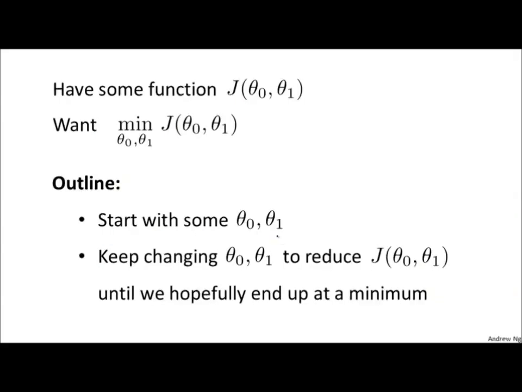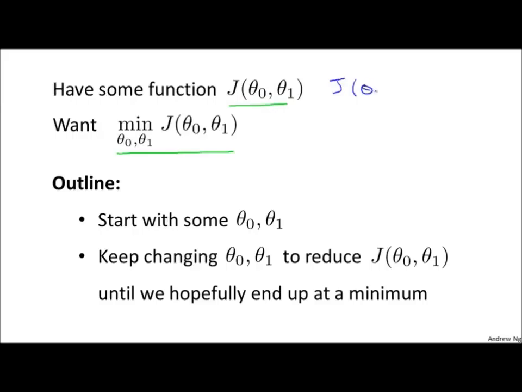So here's the problem setup. We're going to assume that we have some function J of theta 0, theta 1. Maybe it's a cost function from linear regression. Maybe it's some other function we want to minimize. And we want to come up with an algorithm for minimizing that function J of theta 0, theta 1.